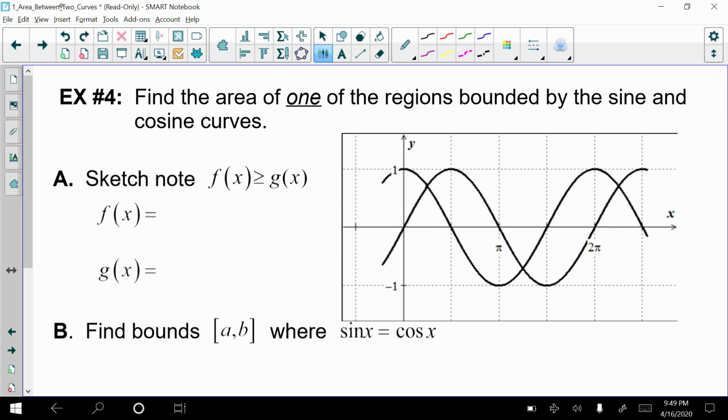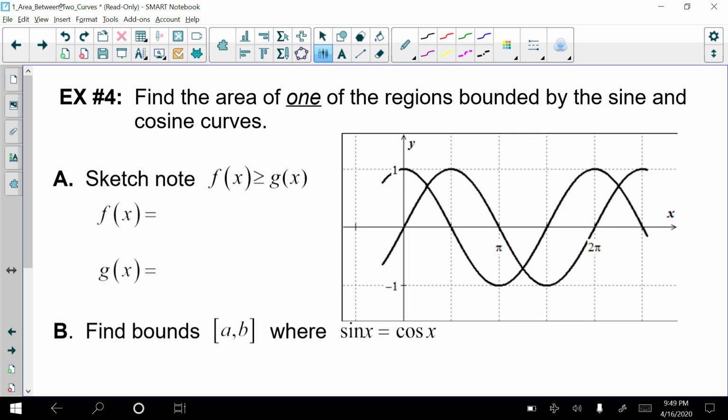However, the types of functions that we're going to be looking at are going to be somewhat different, and the method by which we're going to find the area between two curves isn't necessarily going to be the same all the time. So let's take a look at what we're going to be talking about here.